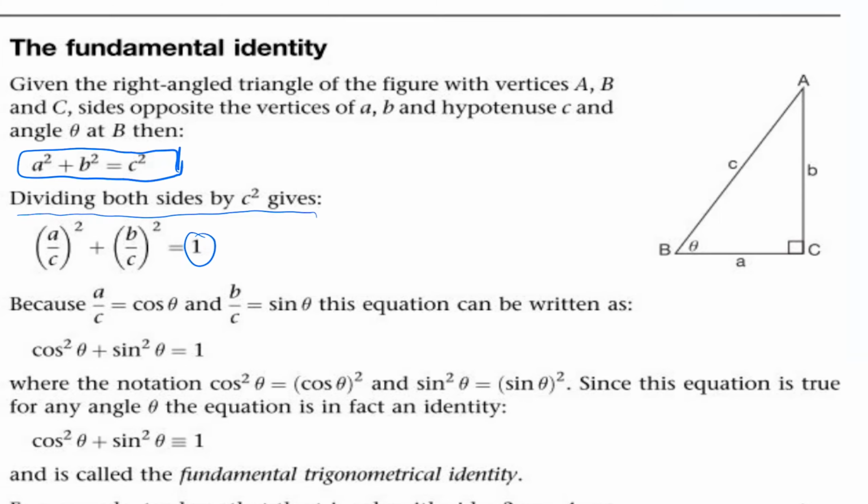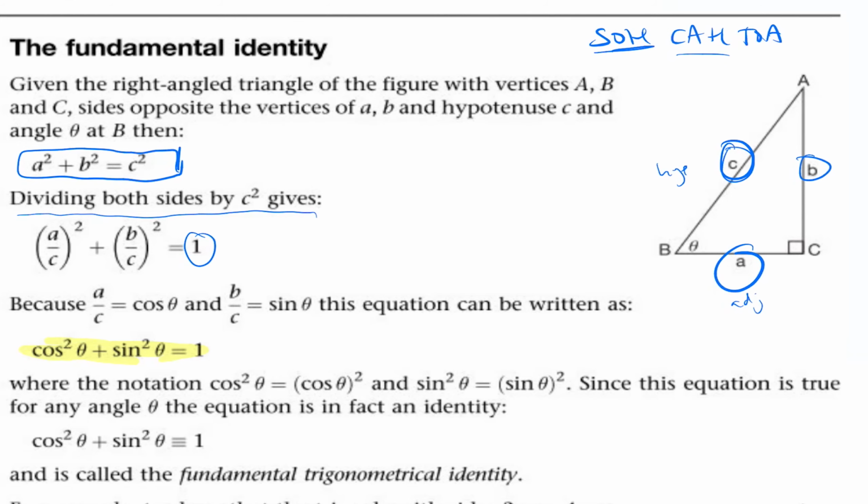Because a over c is equal to cosine, right? Because obviously that's the adjacent over the hypotenuse, which if you remember is the A in TOA... then you know that that's obviously cosine there, adjacent over hypotenuse. So because a over c is equal to cosine and b over c, which is sine, opposite over hypotenuse, is equal to sine theta, this equation can be rewritten as cosine squared plus sine squared is equal to 1.